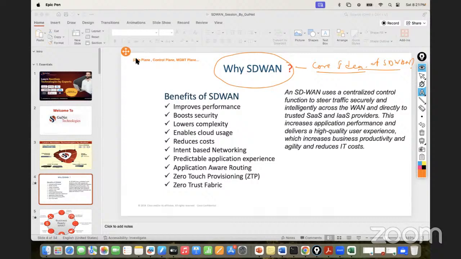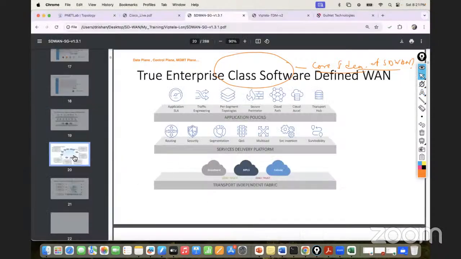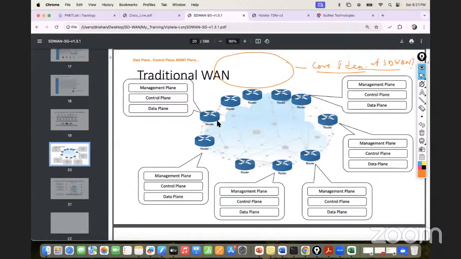Because I told you in the previous slide, if I go to the previous slide, let me see where it was. Yeah. In the previous slide, you can see, if I talk about the management plane, control plane, and data plane, all of these reside in the router itself. It means from the router, you have to manage, you have to control, you have to do all the data processing within the router itself. So this was within the box.